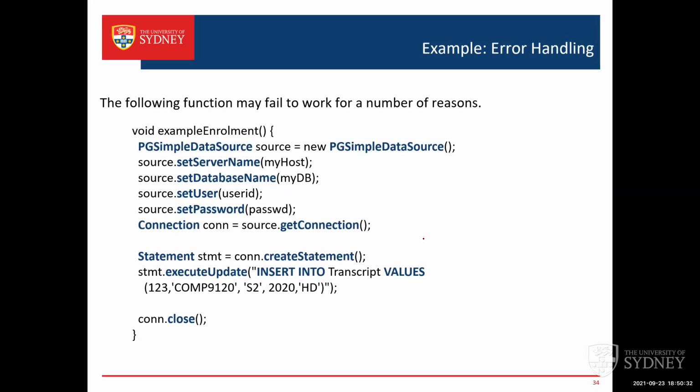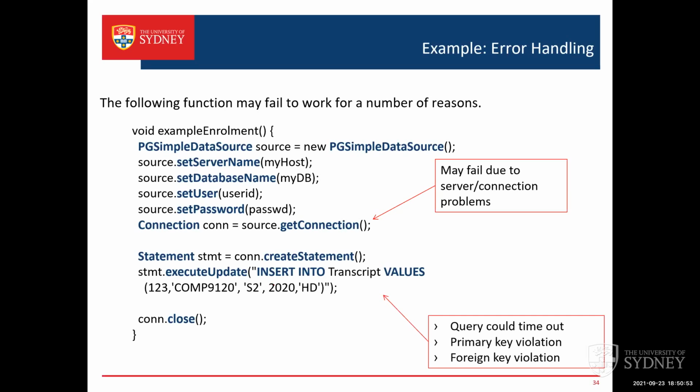So just looking into this piece of code, what could go wrong? So many things could go wrong. Let's say in here, we could have a failed connection because the server is not running or the network connection is not there. Many things could go wrong when I'm trying to insert or execute a query as well.